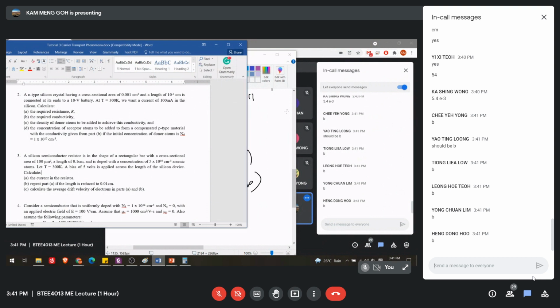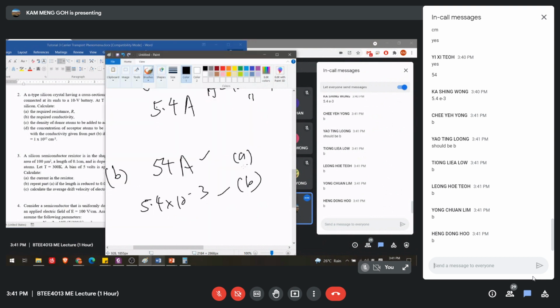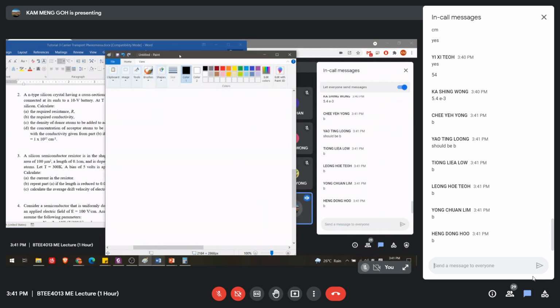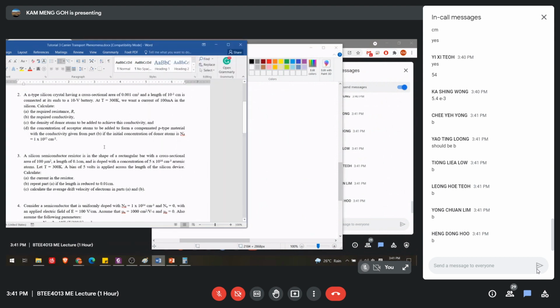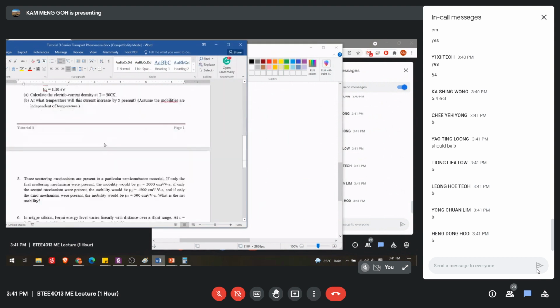Okay, so too easy. Check your answer again. So the last one, I think we didn't cover it because it covers average drift velocity. Normally we are calculating a drift current density, but not the velocity. By the way, the velocity we didn't cover, so you don't have to worry about the 3C. Okay, so let's go to question 4.